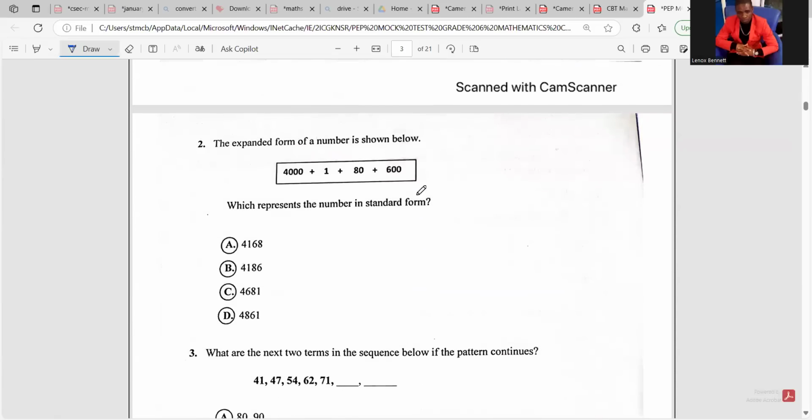All right, this one now. We said the expanded form of a number is shown below. 4,000 plus 1 plus 80 plus 600. Which represents the number in standard form? So go ahead and attempt that one, guys. And then we will discuss.